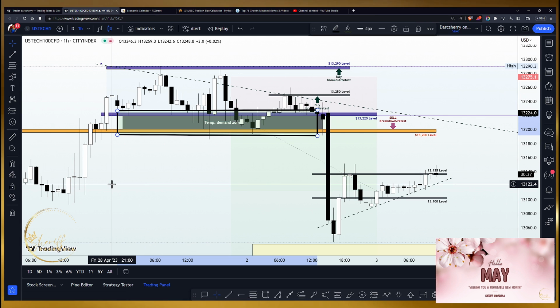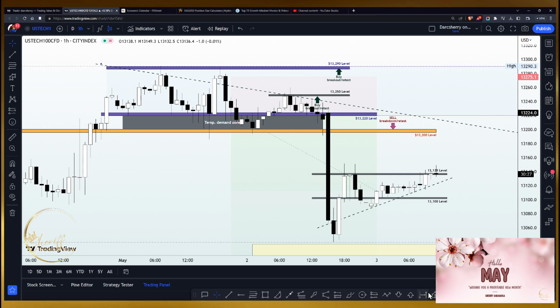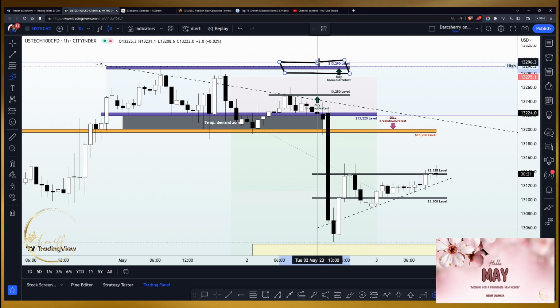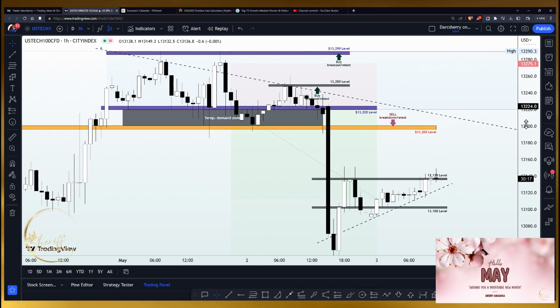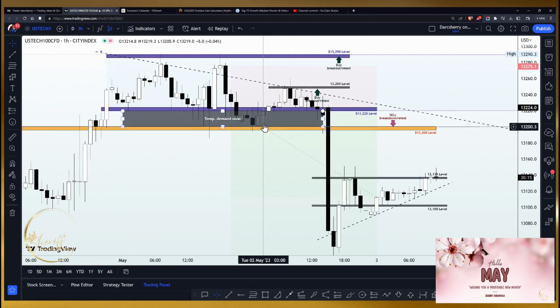So at that point yesterday, we decided to name that area our temporary demand zone, where we were looking forward to price action likely continuing to the upside to break out of the resistance line at the $13,290 area. And that did not happen, as you can see. Remember, we had a structure that would guide our activities yesterday.